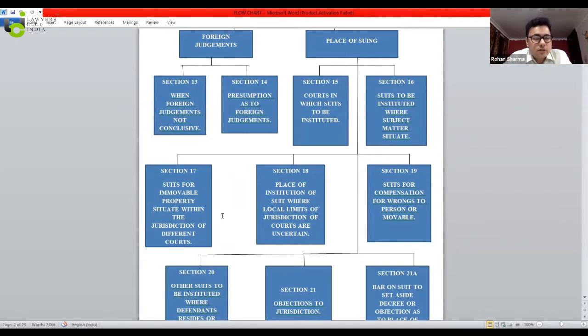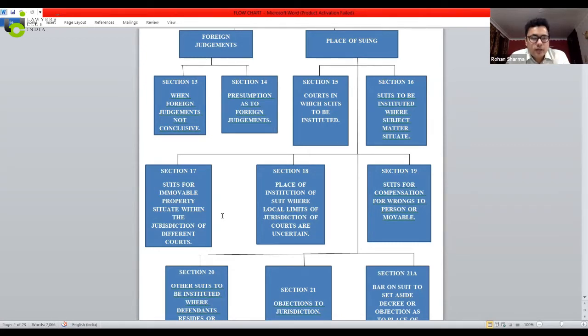Section 17 talks about immovable properties in the case where such immovable property might be situated in the jurisdiction of two different courts. Let's say there might be 10 different properties owned by a single person against whom your claim lies, and some of the properties are in Delhi, some in Faridabad, some in Ghaziabad. So by way of Section 17, your suit may lie in any of these three different jurisdictions.